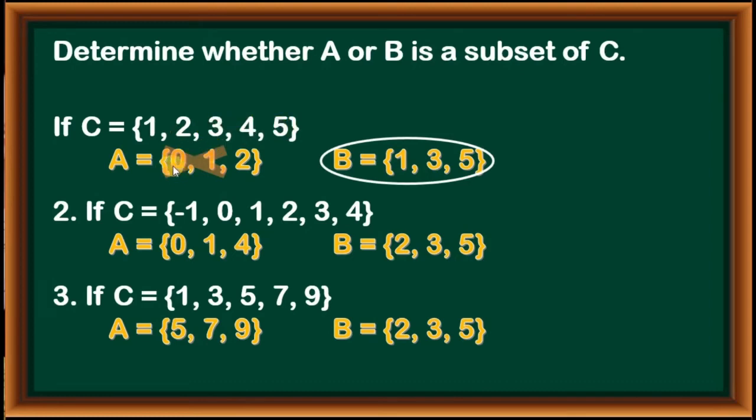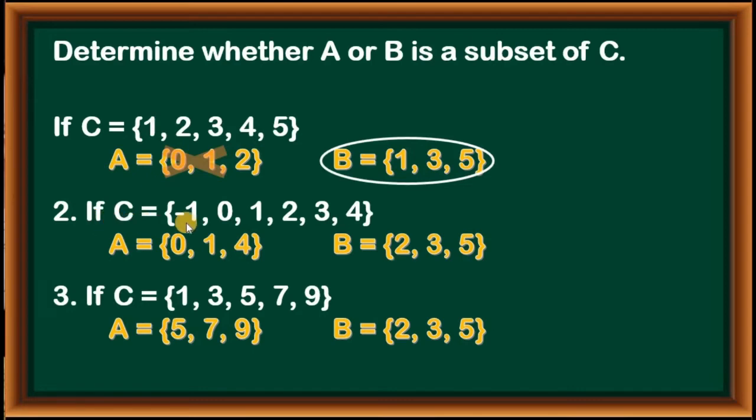So if you can see, the elements of set A are 0, 1, and 2, but 0 is not here. 1 and 2 are in here. But remember, if there is one missing element, it is not considered as a subset of set C.